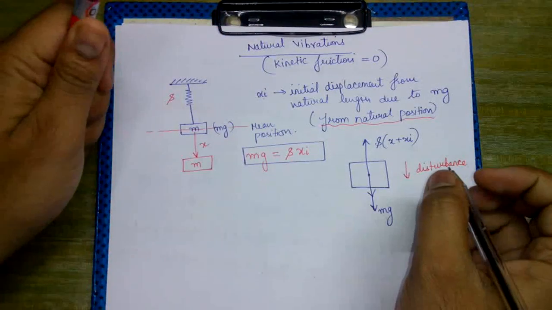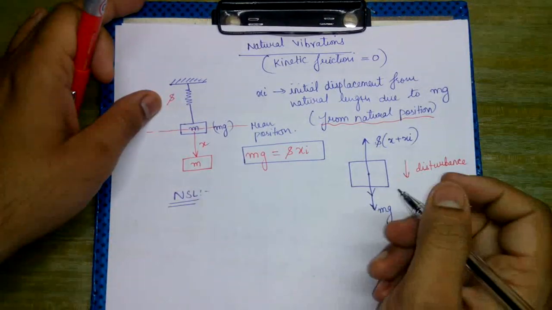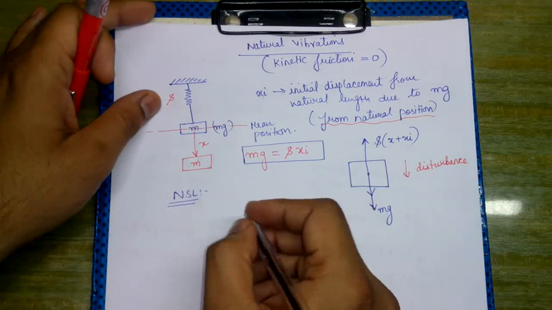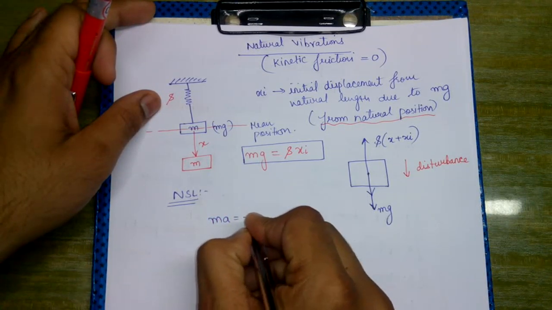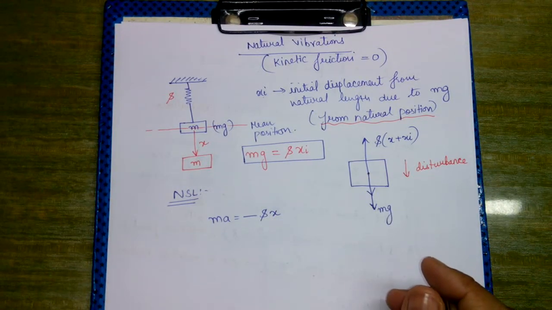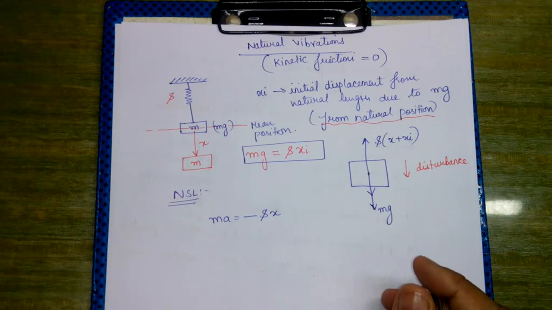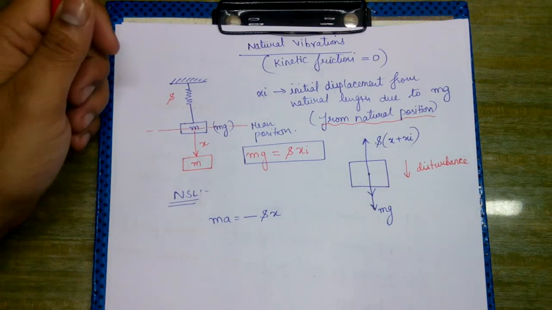Now, from Newton's second law, we have m into a is equal to minus s into x, because the force is acting opposite to the direction of the disturbance.